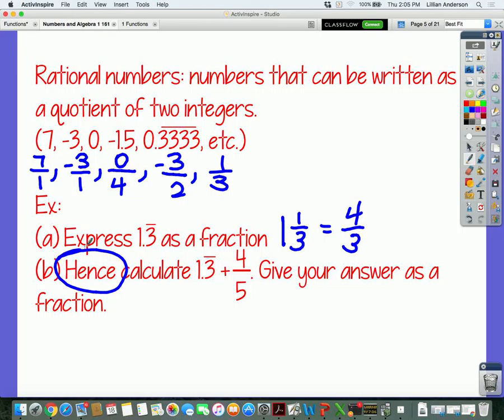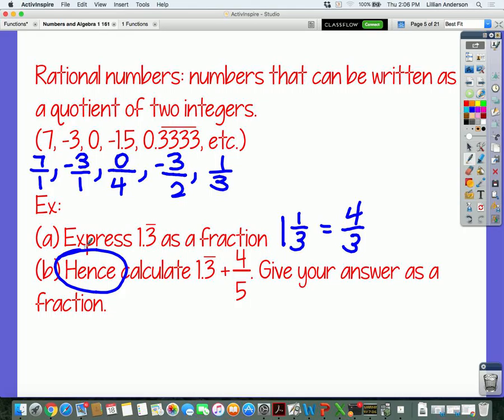What does hence mean? I know it's not English class, but what does hence mean? Okay, so what's like another word you can use instead of hence? Reasoning. Reasoning? Not quite. Not quite. Another word? Elaborate, so go further. Possibly.